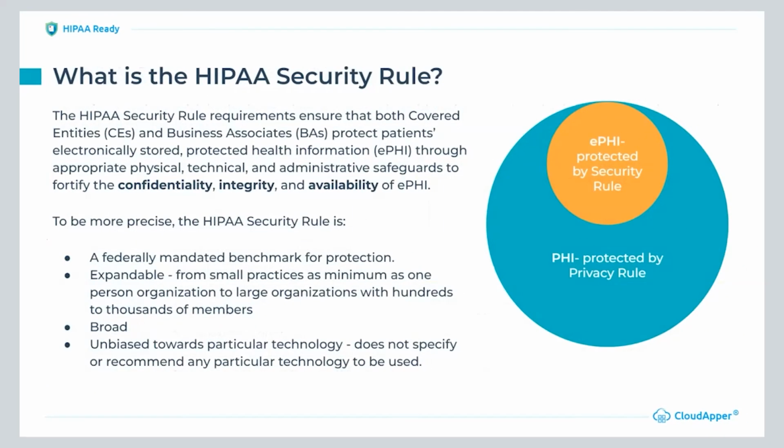What is the HIPAA Security Rule? The HIPAA Security Rule requirements ensure that both covered entities and business associates protect patients' electronically stored protected health information through appropriate physical, technical, and administrative safeguards to fortify the confidentiality, integrity, and availability of ePHI. To be more precise, the HIPAA Security Rule is a federally mandated benchmark for protection, scalable from small practices as minimal as a one-person organization to large organizations with hundreds to thousands of members. Broad and unbiased towards particular technology, it does not specify or recommend any particular technology to be used.